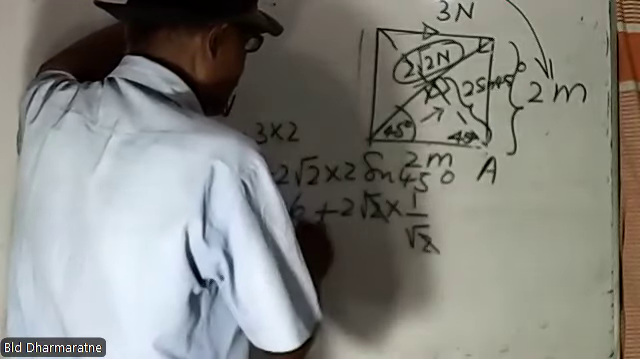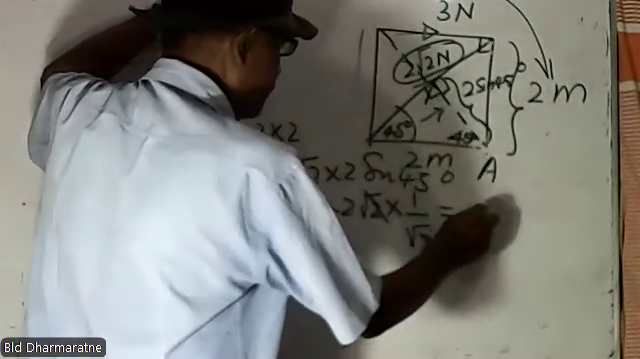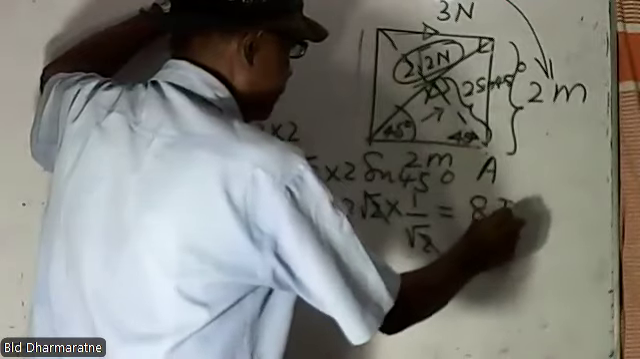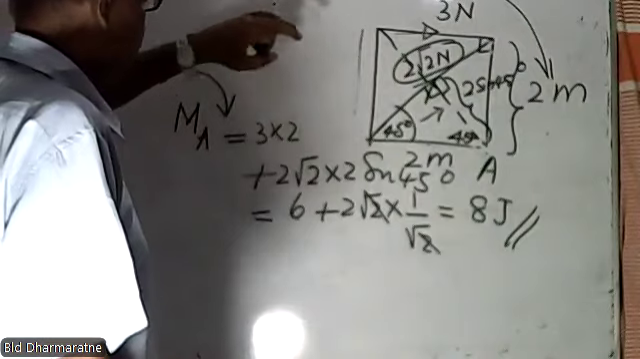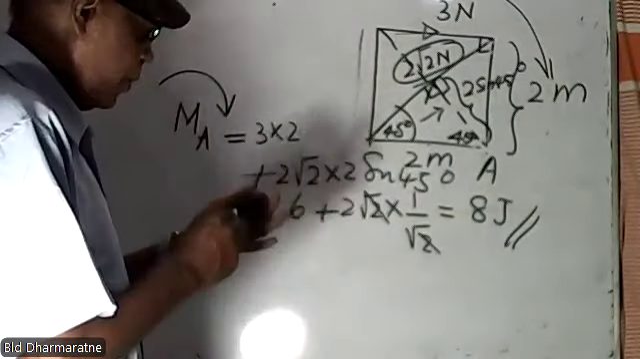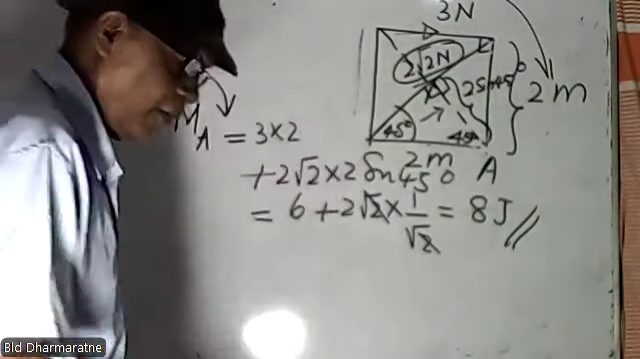√2 cancel. 6 plus 2, 8 joule. Right? 8 joule. Now, another problem we are discussing.